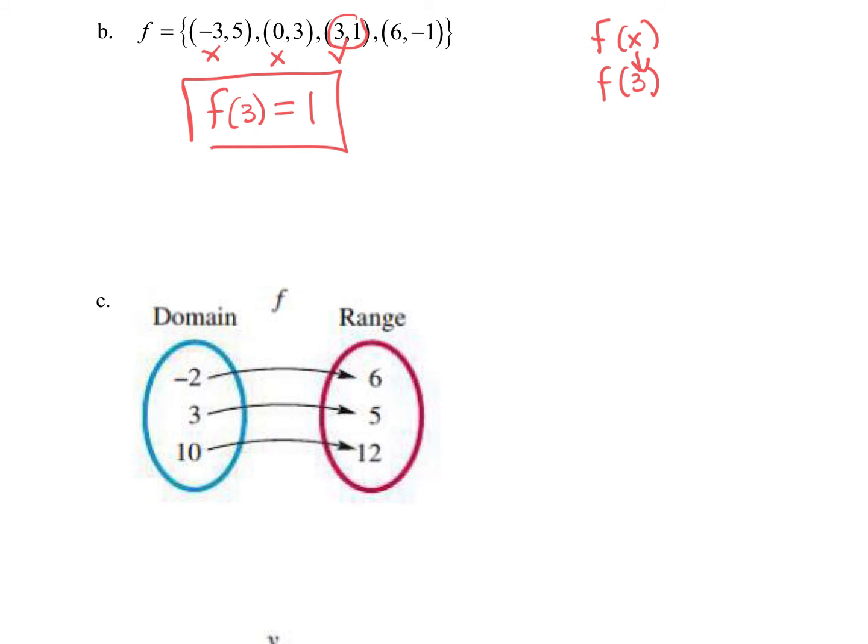Next one, I'm still doing f of 3. F of 3, so you need to go to your domain, the things you plug in, the inputs, and you find 3, and it travels to 5. So f of 3 equals 5.